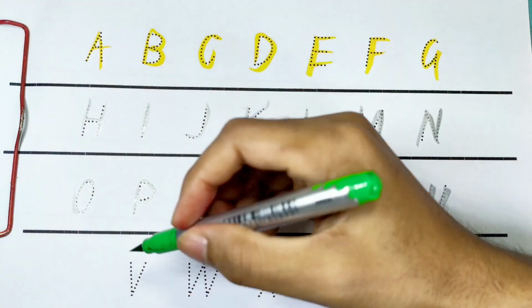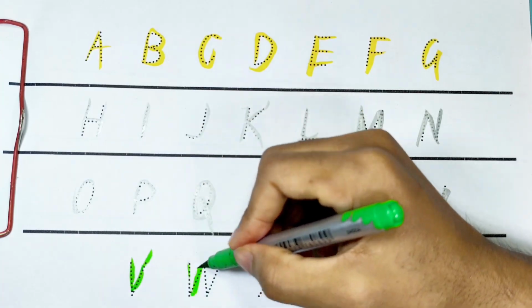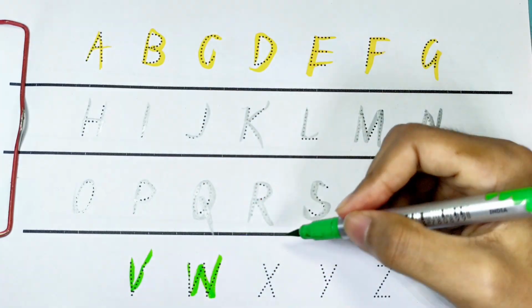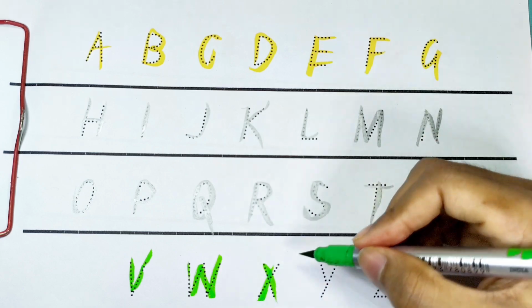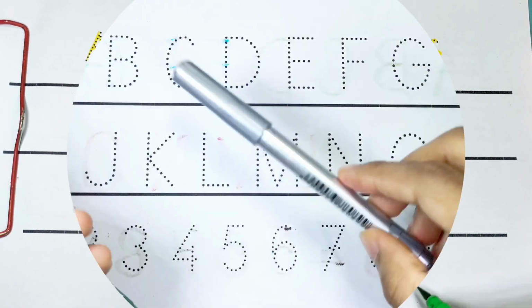Light green color, writing the alphabet of V. The next one is W. Now we draw the alphabet of X. X for Xmas tree. Y for York, and the last one is Z. Stay with us. Yes.